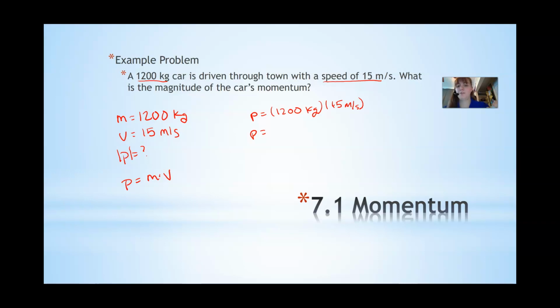All right, and when we do that, I get 18,000. And like I said before, what you put in is what you get out. We put in kilograms and meters per second, so we're going to get kilograms meters per second. We did not need to make any additional adjustments for sig figs. We had 2 sig figs here, 2 sig figs here, and we only got 2 sig figs here. So we are good on sig figs.